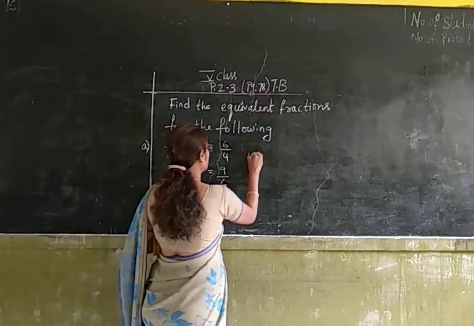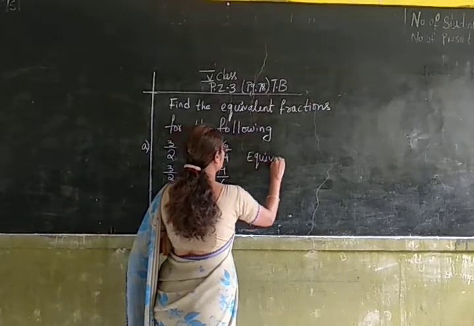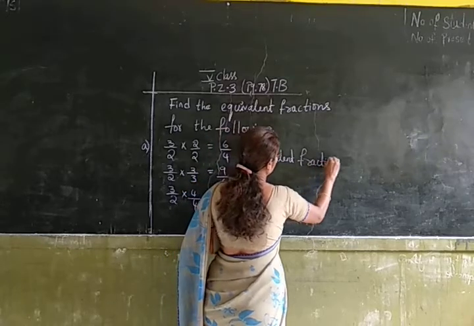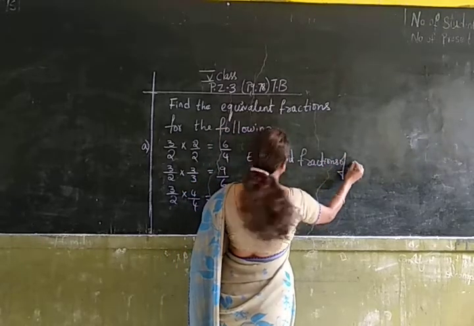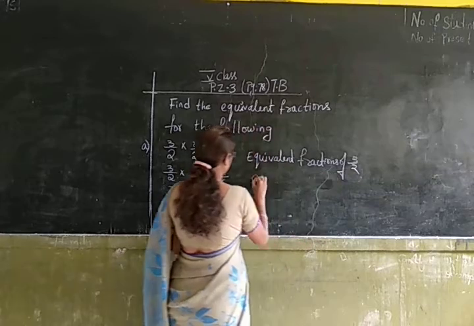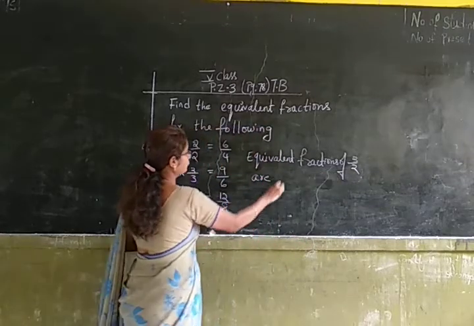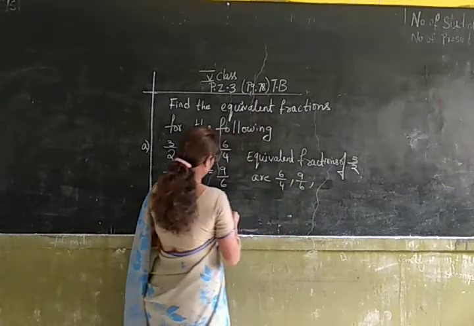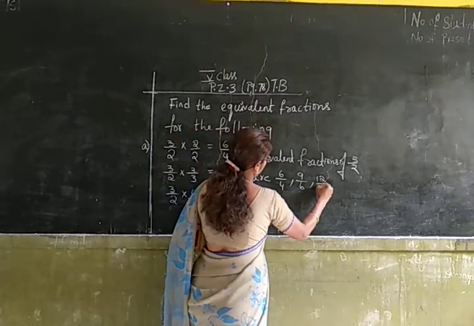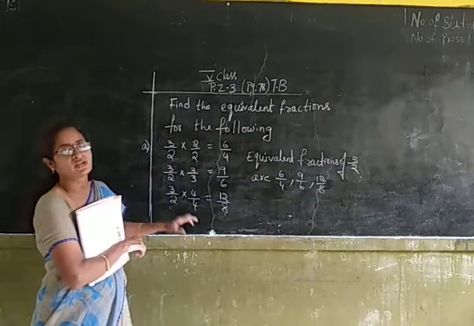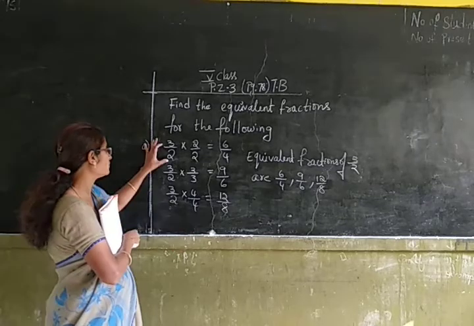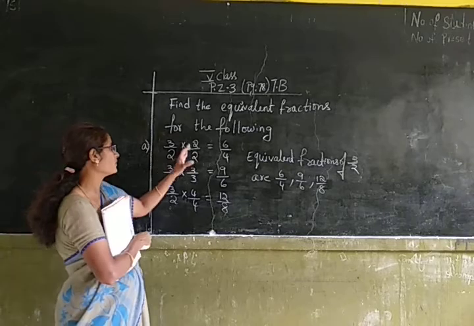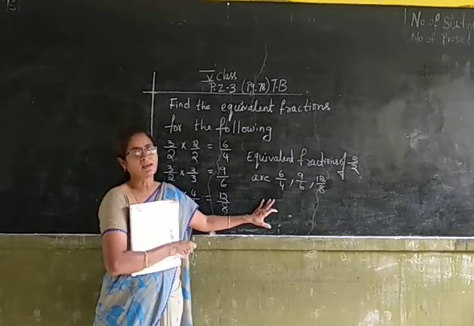So equivalent fractions of 3 by 2 are 6 by 4, 9 by 6 and 12 by 8. Okay, children? So this is the way of writing equivalent fractions. We have to multiply the numerator and denominator with the same number.